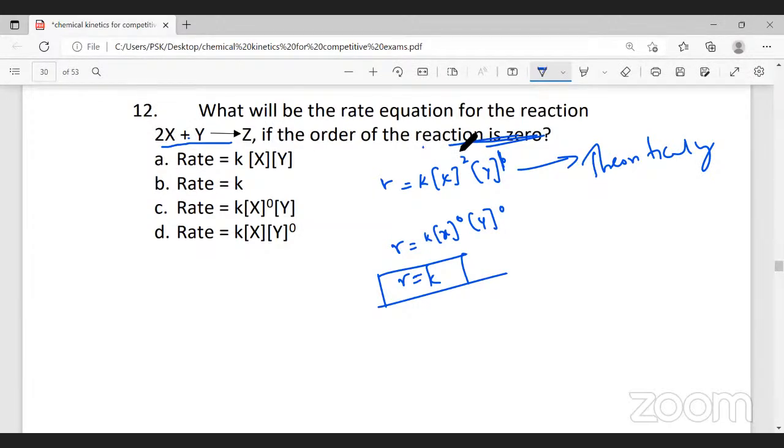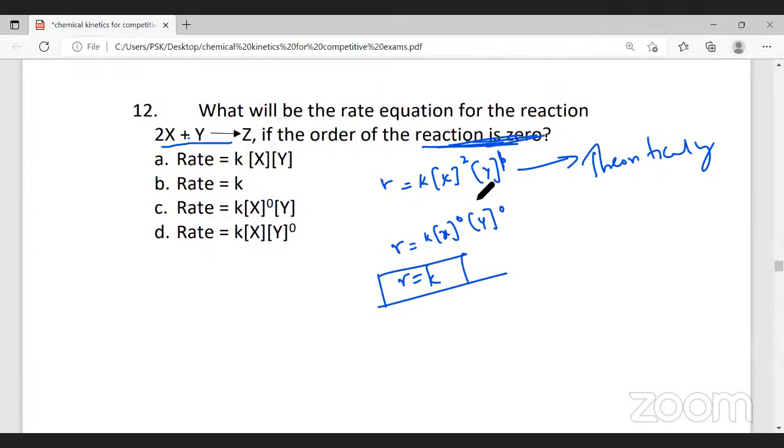But they have given clearly the order of the reaction is 0. So that means the concentration to the power should be what? 0. When you take 0, then the rate becomes equal to rate constant. Answer for this question will be option B. Following?